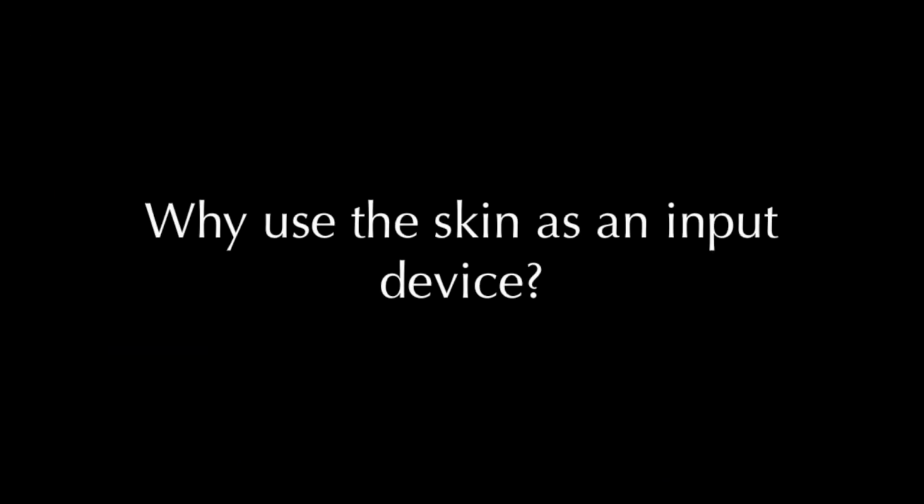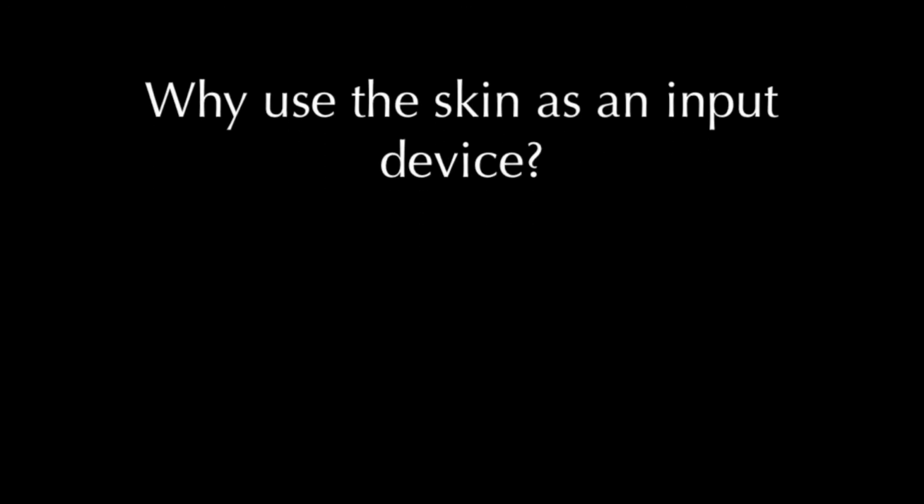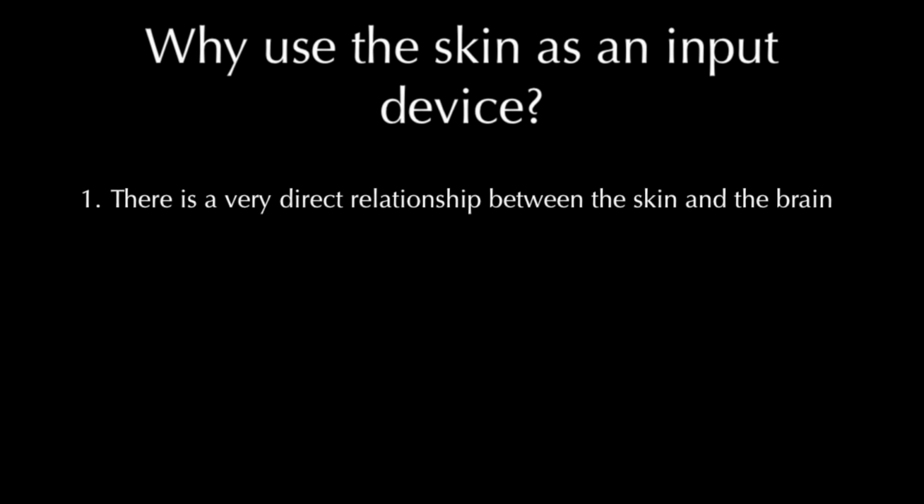One question that people often ask is why use the skin as a medium to test brain function? There are several reasons. First, there is a direct relationship between the skin and the brain. It is topographically organized, meaning that the skin on adjacent fingertips maps to adjacent regions in the brain. This makes it easy to design tests that look at interactions between two cortical regions.